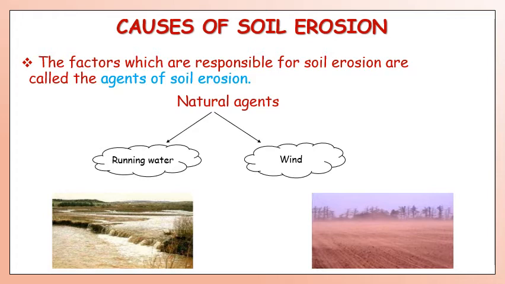Now the next is soil erosion due to wind. Students, soil erosion due to wind is more common in areas that have very less vegetation. Wind blows away finer soil particles including organic matter, and this makes the soil less fertile.